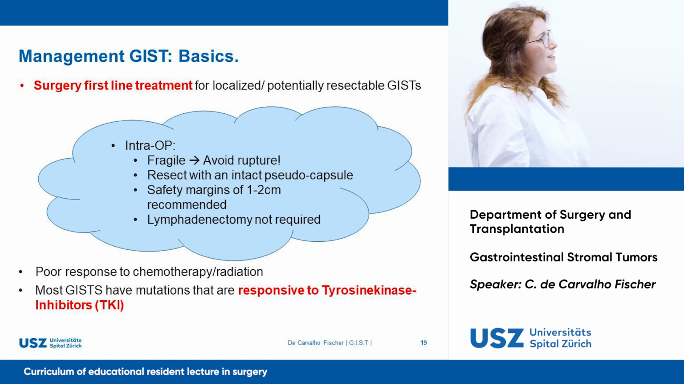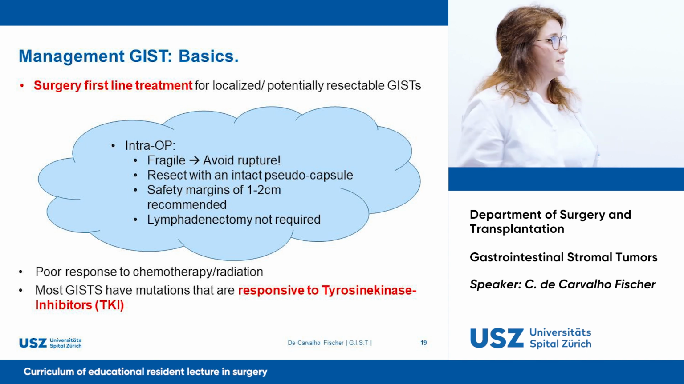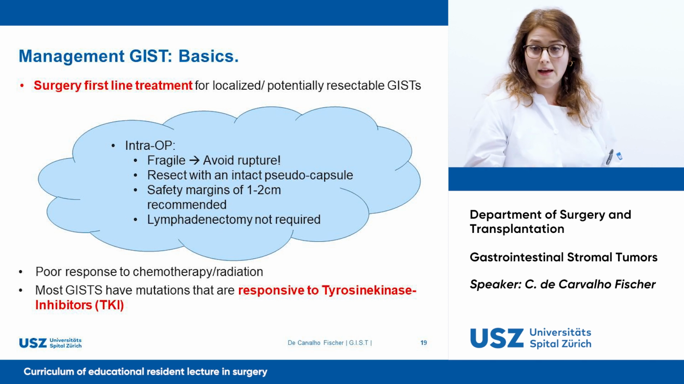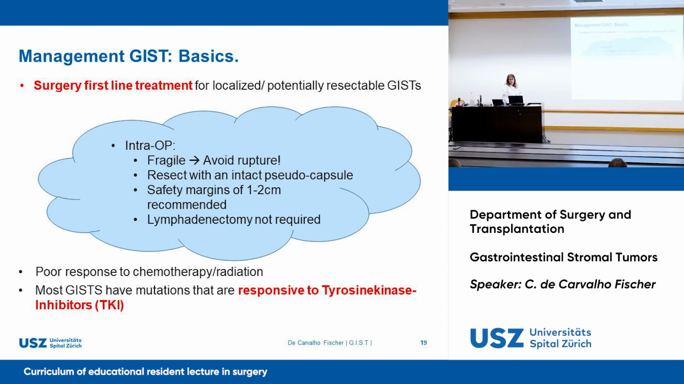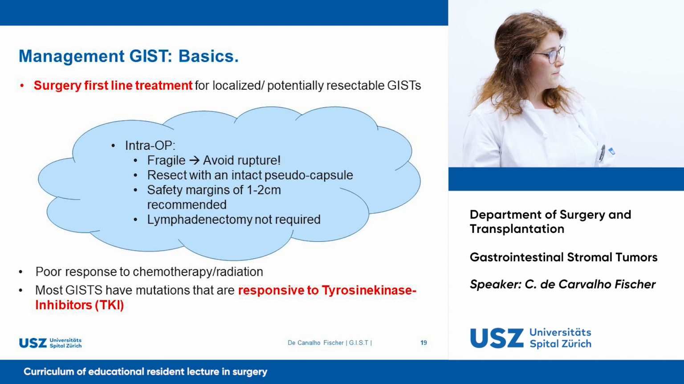So let's talk about the basics of managing GISTs. Surgery is our first-line treatment for those GISTs that are localized or potentially resectable. Intraoperatively, there are a couple of elements that we need to remember. These tumors are often fragile. We have to avoid rupture intraoperatively. We should try and resect GISTs with an intact pseudocapsule, and if possible, a safety margin of 1 to 2 centimeters is recommended. A lymphadenectomy is not required as a standard because GISTs tend not to metastasize into the lymph nodes.